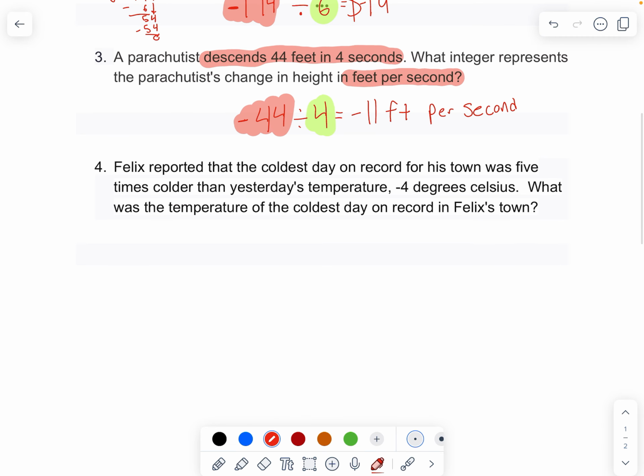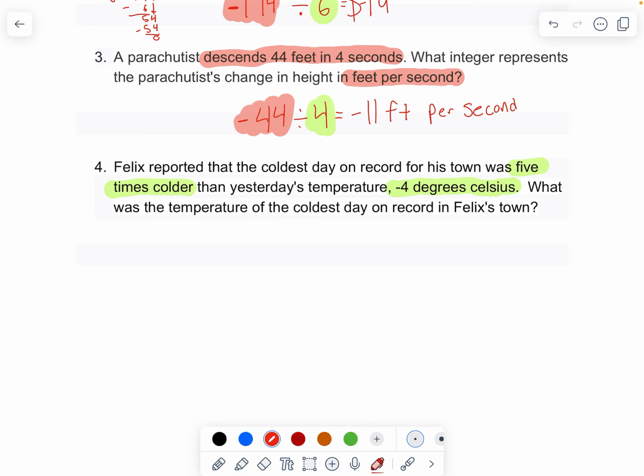Last one, Felix reported the coldest day on record for his town was 5 times colder than yesterday's temperature of -4 degrees. So first of all, 5 times colder is very important. What was the temperature of the coldest day recorded in Felix's town?